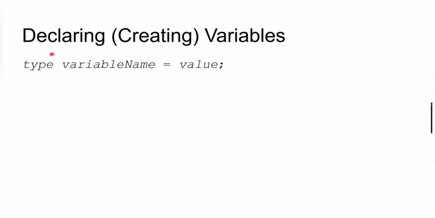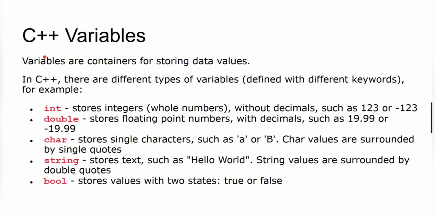So first you need to provide a type, then the name of a variable. So the name of variable can be anything, and then you need to provide this assignment operator and then the value of that particular variable. So here the most important thing is type. So in C++, there are different types of variables defined with different keywords. For example, these are some of the types of the variable.